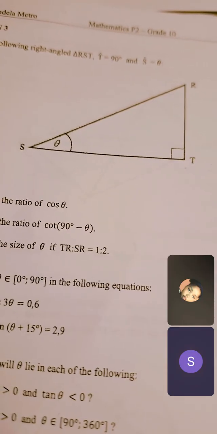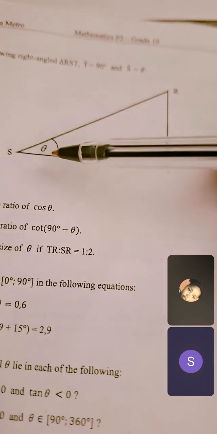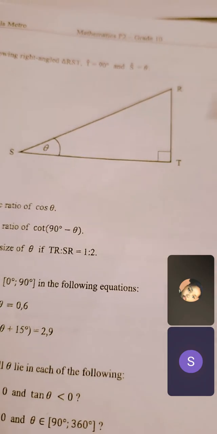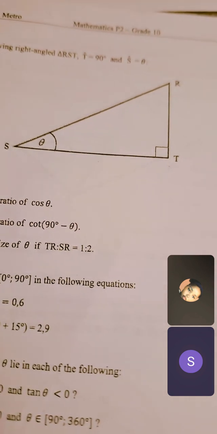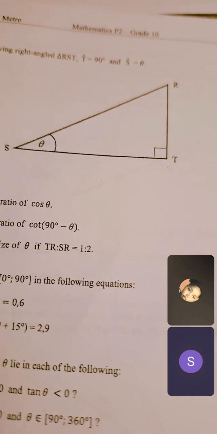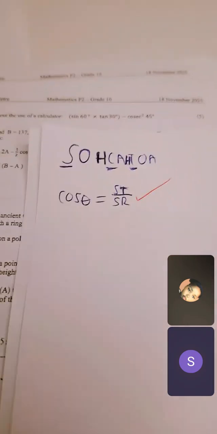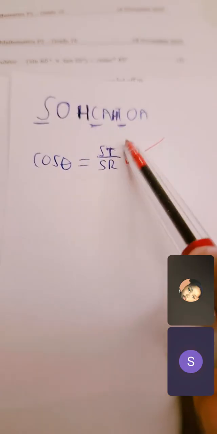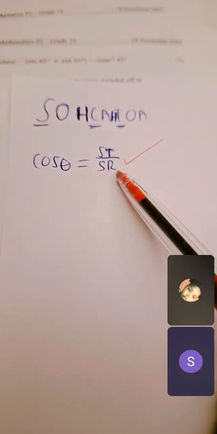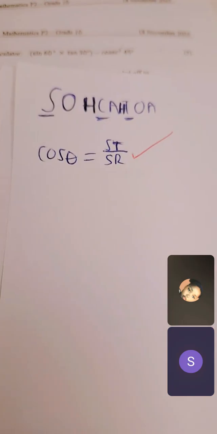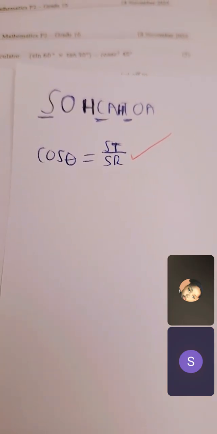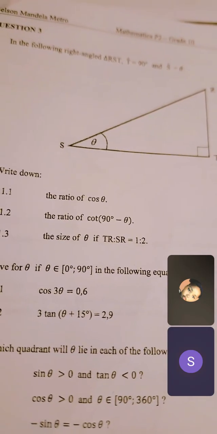Then the hypotenuse, because you said cos is adjacent over hypotenuse. Which one is the hypotenuse side? SR. Thank you, SR. So please, guys, cos theta is simply ST over SR. Okay, any questions? Adjacent ST over hypotenuse SR. Any questions? Okay, so please, guys, understand that one.